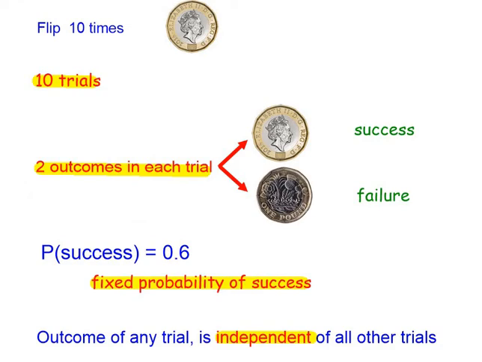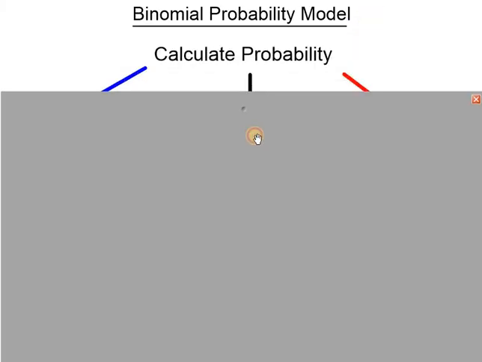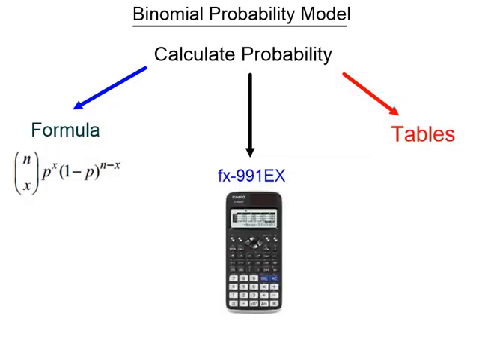Now fortunately, if these conditions are met, a fixed number of trials, 2 outcomes in each trial, a fixed probability of success in each trial, and trials which are independent, we can use the binomial probability model, which allows us to calculate probability in 3 different ways, either using a formula or using the calculator's inbuilt statistical functions, or using cumulative probability tables. And I will cover each of these methods in separate videos.